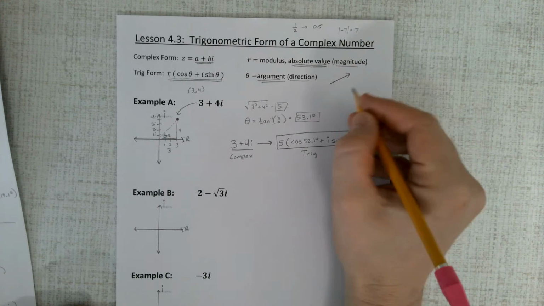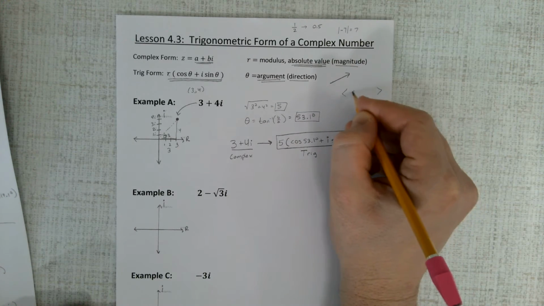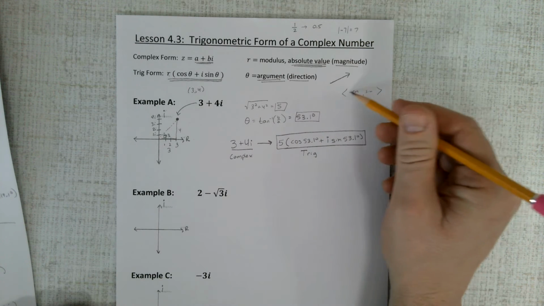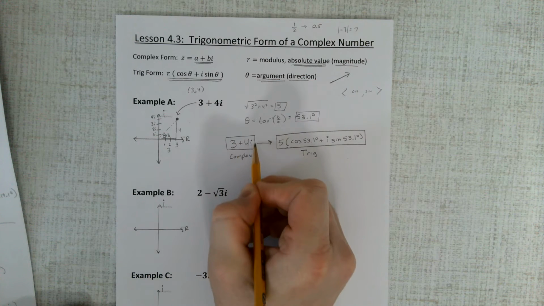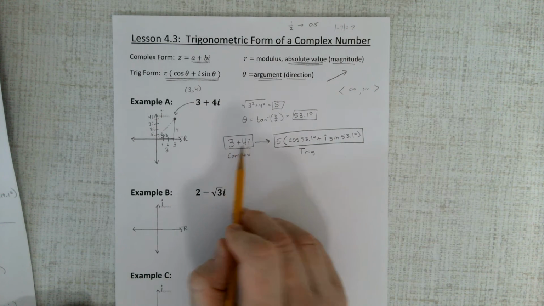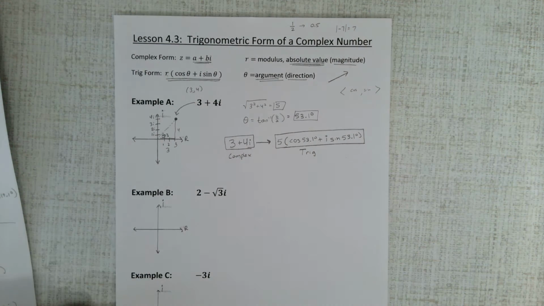What did we do with vectors? We wrote them out all the time, and we put cosine, sine. We're doing the exact same thing right here. So that's what our assignment is today: take complex numbers, write them in trig form. That's all you have to do, and graph them.